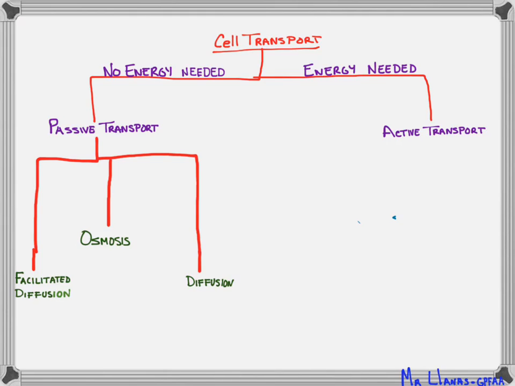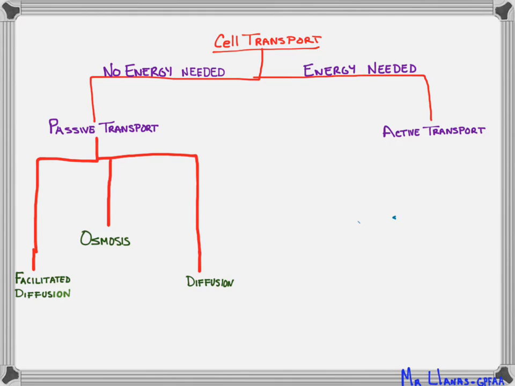Facilitated diffusion, okay, is just the movement of particles from an area of high concentration to an area of low concentration, and it does not require energy. Think of passive transport as a roller coaster, okay? When you're on top of the roller coaster and they let go of that little cart, you go down and it doesn't require energy, and that's because you're going from high to low. Same thing in facilitated diffusion.